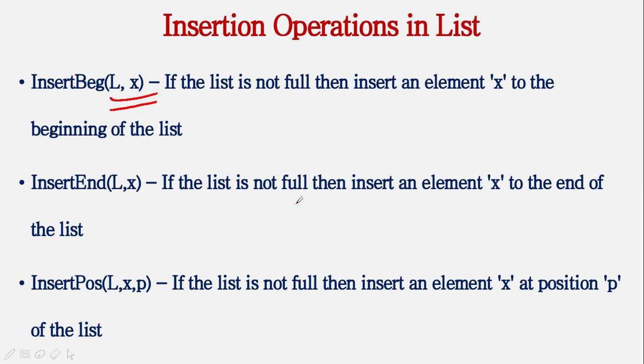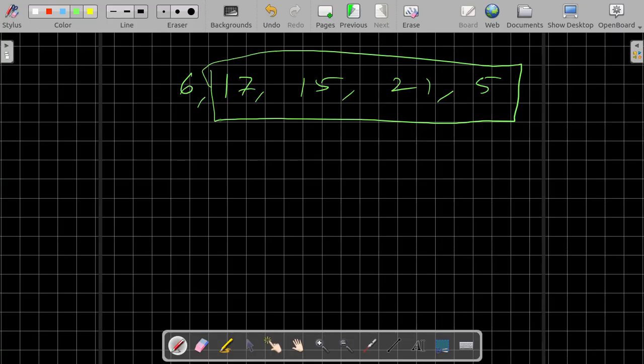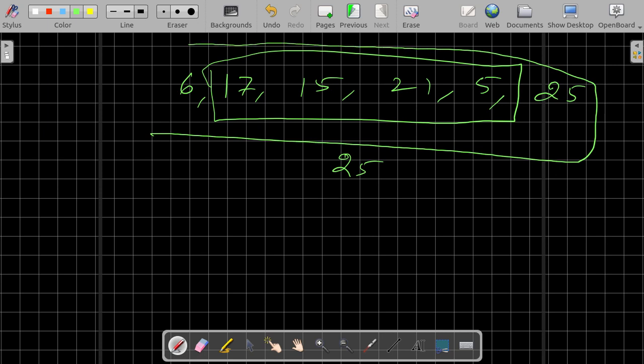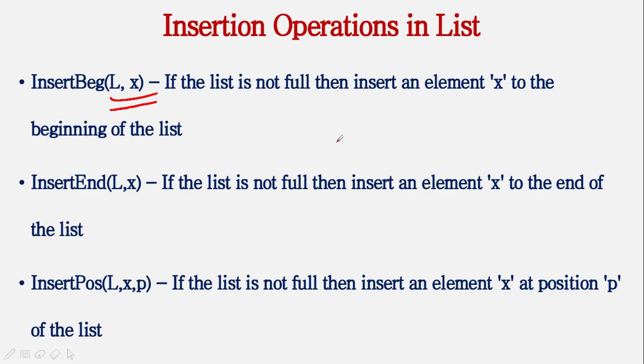Okay. So if the list is not full, then we are going to insert element X to the end of the list. Let us consider the same list. Suppose if I want to insert an element 25 to the end of the list, then what I will do, I will put like this. So the list after insert beginning and insert end operations will have totally 6 elements like this.